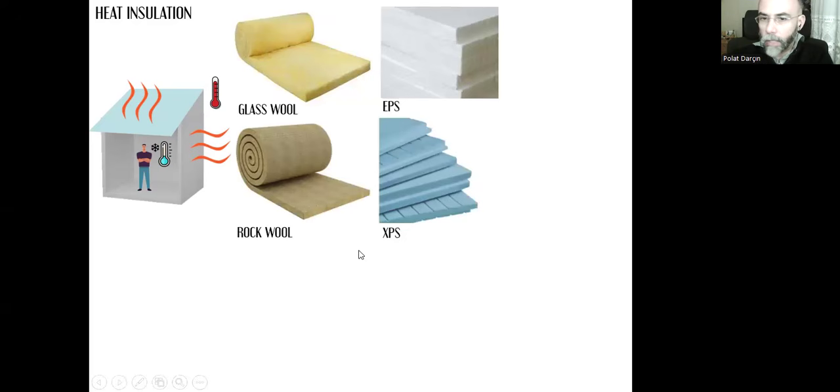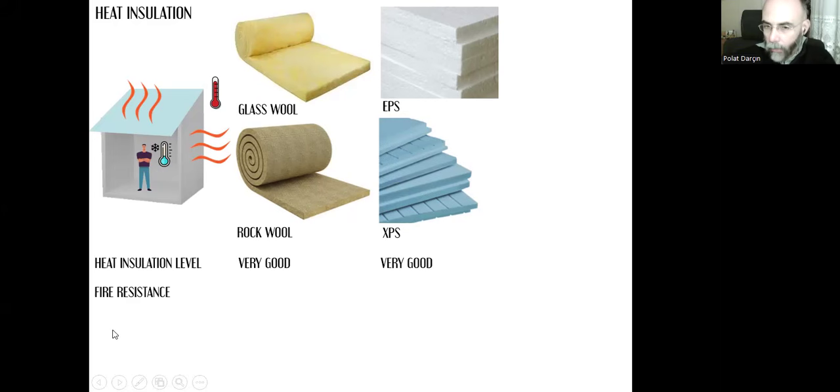Glass wool, rock wool, EPS, XPS. Let's take a look at their heat insulation level. We want a high level of heat insulation, and we see that this group has a very good level of heat insulation, very high level of heat insulation. Also, this group. The fire resistance is important now. These are non-combustible. You won't be able to burn these substances because of their material, the glass and the rock. You cannot burn rock. However, because these are plastic, these are highly inflammable. A very high risk of fire in terms of EPS and XPS.